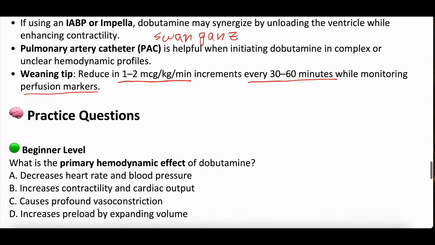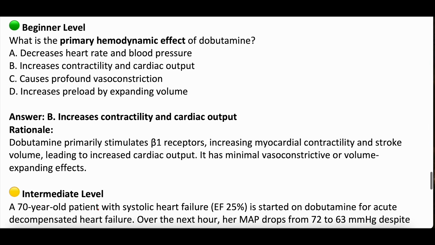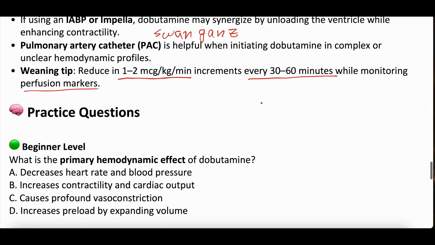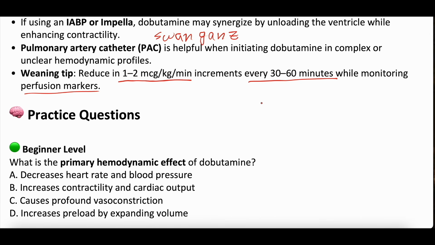All right, let's get into some practice questions. We haven't done this in a video before, or an episode if you're listening to this in podcast form. So we divided them up into a beginner question, an intermediate, and an advanced. And those watching this on YouTube, we think we just showed you the answer to the first one. Apologies. So the beginner question: what is the primary hemodynamic effect of dobutamine?